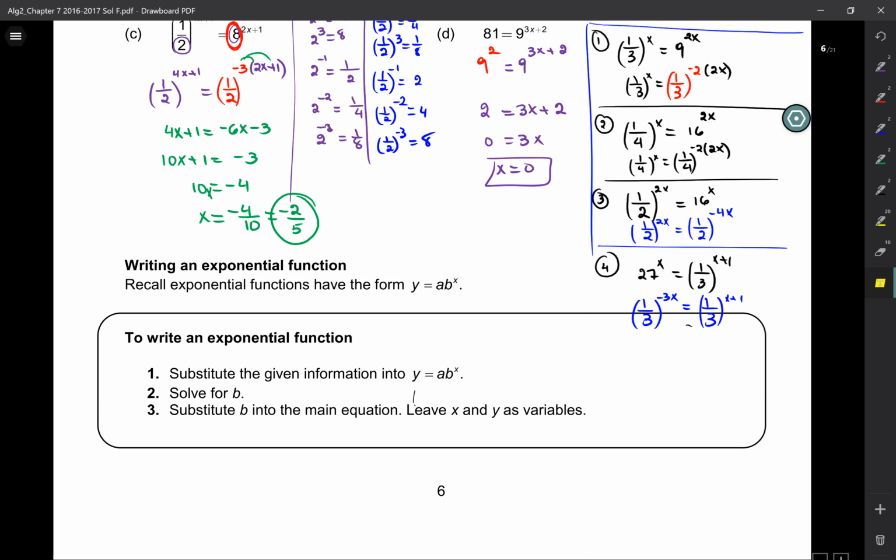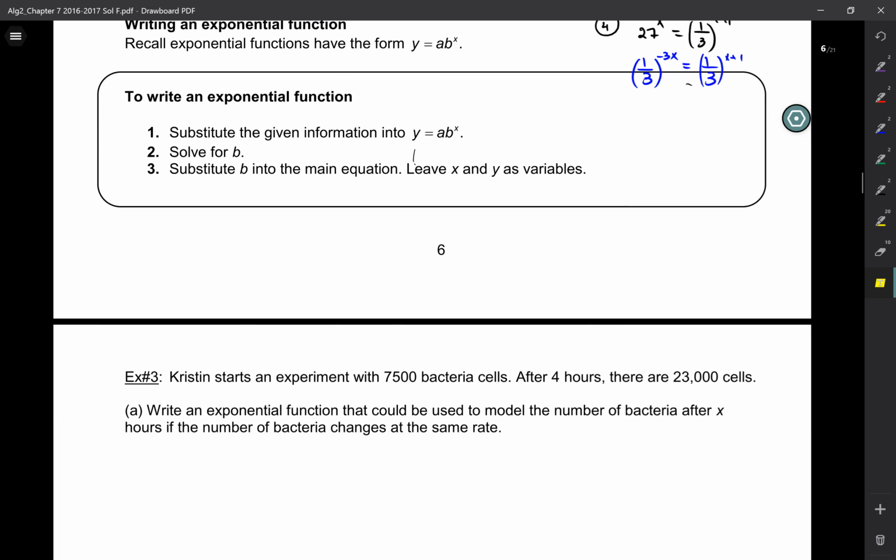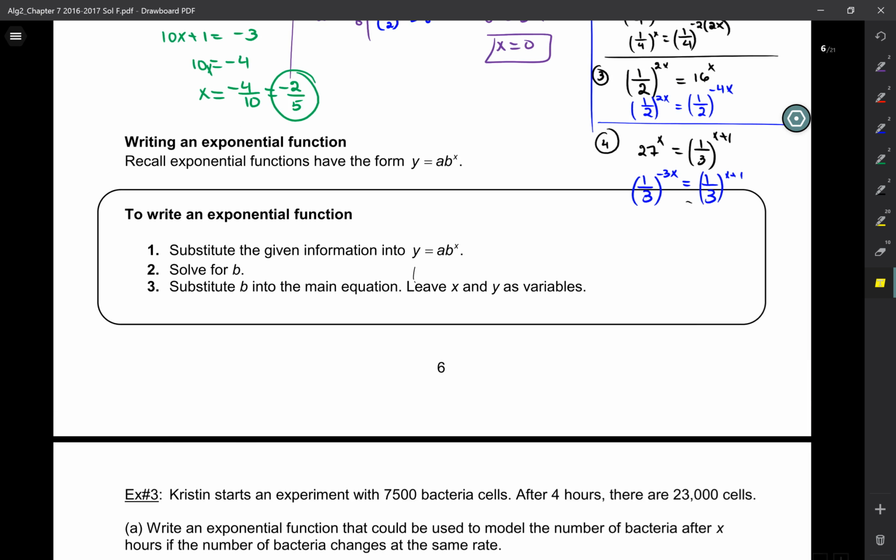Okay. Now, what if you're given some information, like in a real life setting, and you want to write an exponential function to model the setting? So remember when we first talked about 7.1, I gave you guys a couple of examples about where exponential functions are used. And actually, they're used in so many places. When I think of exponential functions, so many things come to my mind.